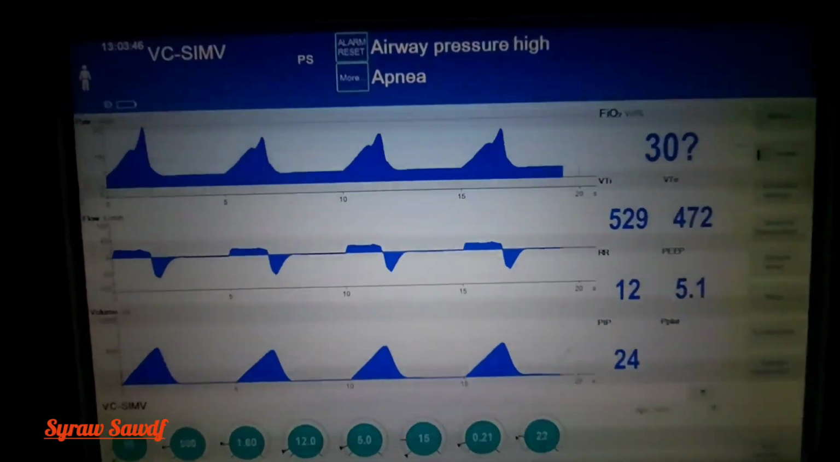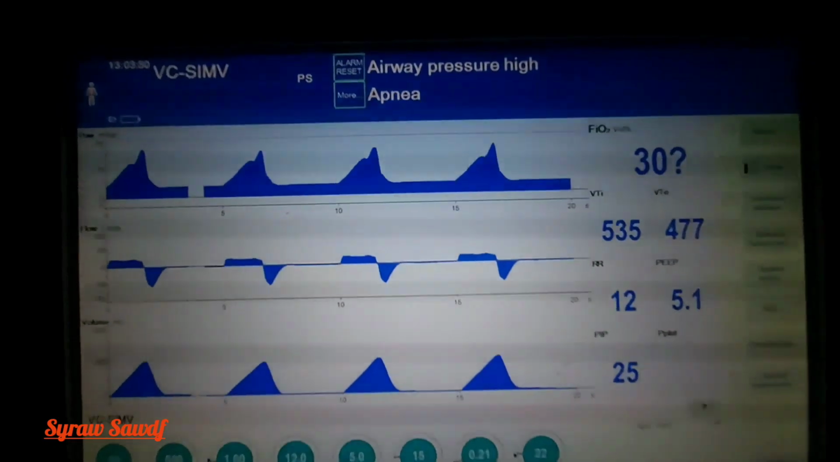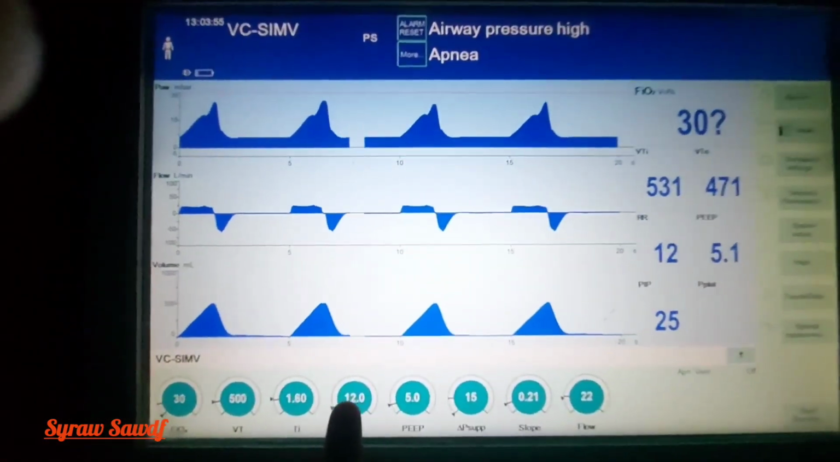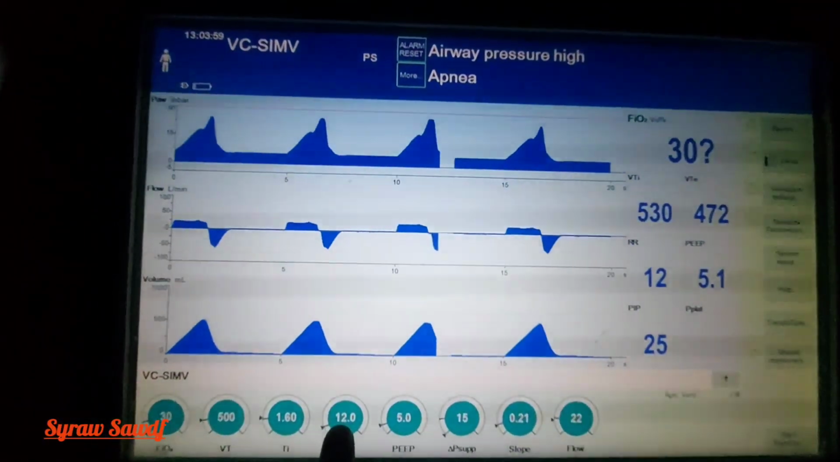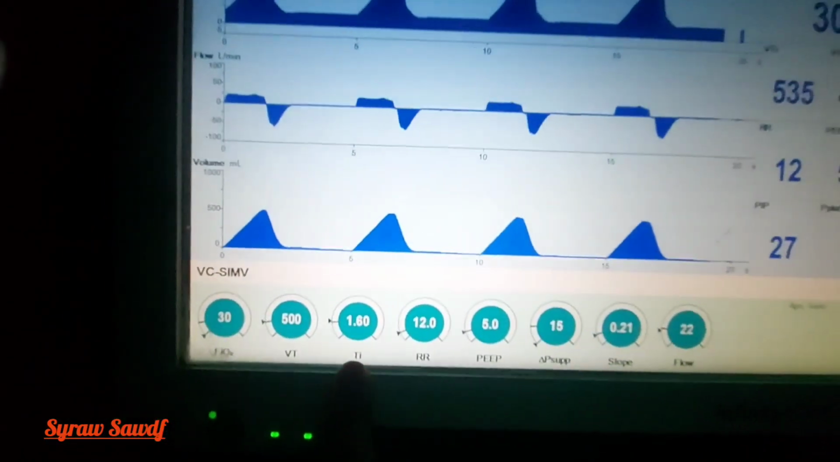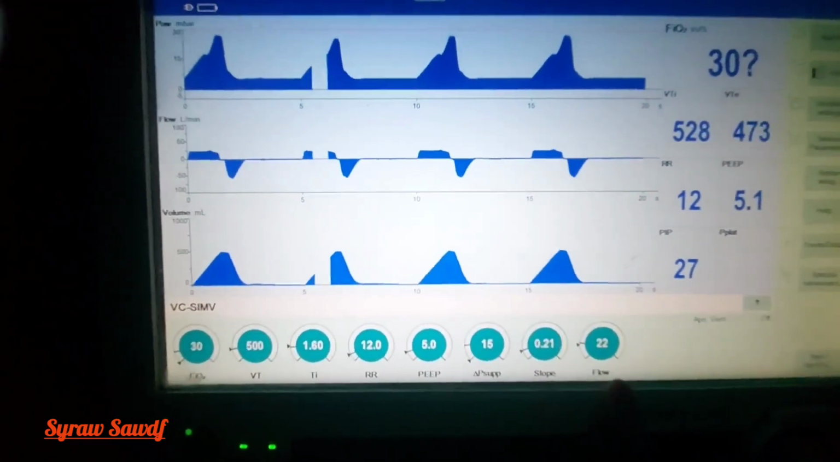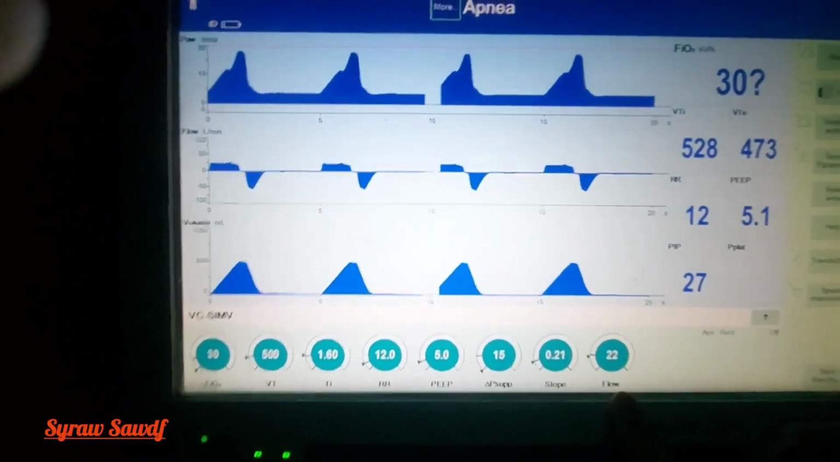Okay, now we are talking about VC SIMV mode, that is volume control, synchronized intermittent mandatory ventilation. These are the 12 breaths we have set, with which the ventilator will be providing mechanical breaths. PEEP, this is the IE ratio, tidal volume, FiO2, this is the slope we have decided to choose, this is the flow. Now I want to show you what the trigger is, where we have the trigger here.